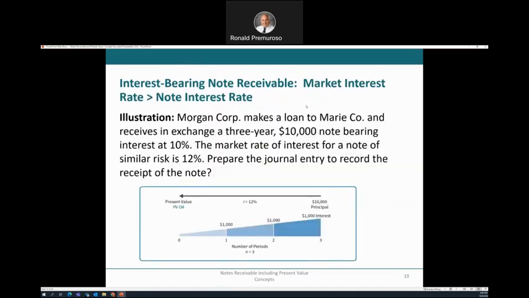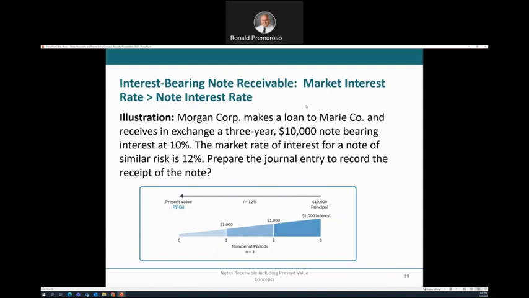Next on slide 19, let's address the accounting for an interest-bearing note receivable where the market interest rate is greater than the stated interest rate on the note. So Morgan makes a loan to Marie and receives in exchange a 3-year $10,000 note, which is bearing interest at the stated rate of 10%. However, the market rate of interest for a note of similar risk is 12%.